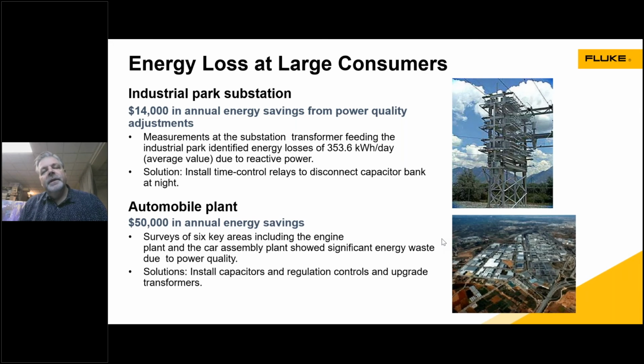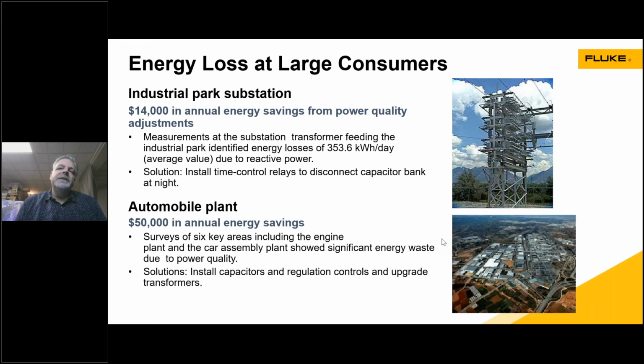I'll talk a little bit more about the cost of power quality, but this is just an example of how they were spending money when they didn't need to. An automotive plant somewhere near Detroit, maybe Dearborn, saved a bunch of money. They found 3 key areas in the plant showing significant energy waste due to power quality issues. They installed some capacitors and regulatory controls and upgraded some transformers, and that had to do with harmonics.